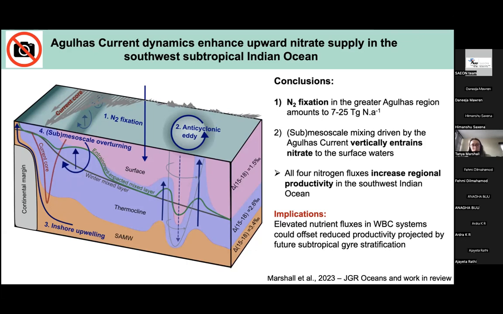And what we know is that all western boundary current systems are characterized by this high eddy kinetic energy, right? I showed that on the map, which means they're all turbulent systems at these scales. So that suggests that quantitatively, western boundary current induced nitrate supply is probably significant. And with the prediction that subtropical gyres are stratifying and that their productivity will decrease, there is a chance that the western boundary current induced nutrient supply mechanism may contribute to offsetting the decline in subtropical gyre productivity.